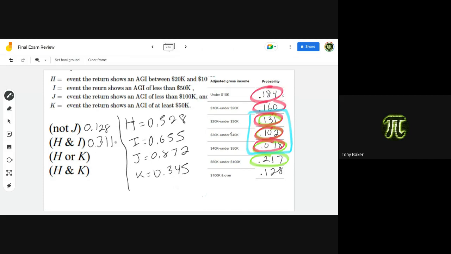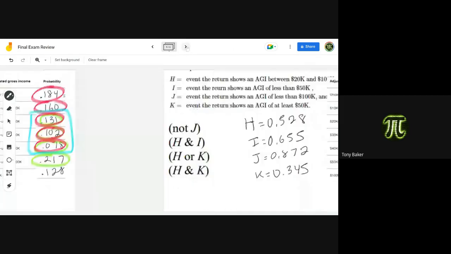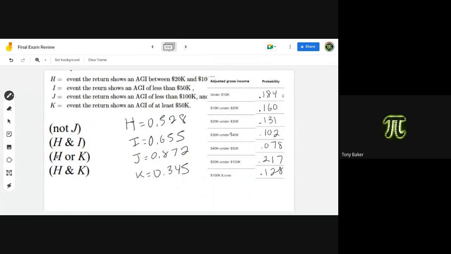All right, any questions on I found HRI? All right. Next one's H or K. So we're going to do the exact same thing. Let's look at each one individually and figure out which ones match up. So H or K. So H is, again, between 20 and 100.